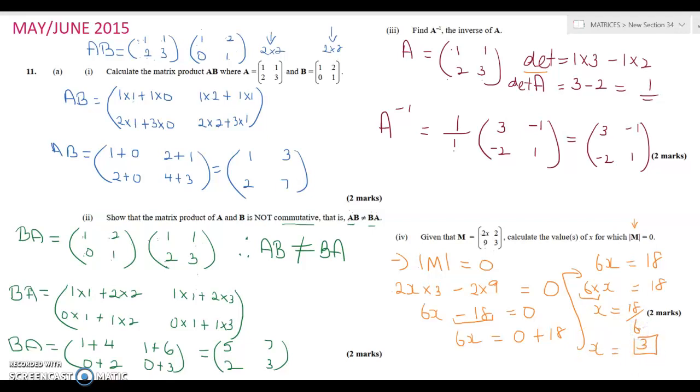So this entire question was easy to get. It was 8 marks in total. It was easy to get the 8 marks, right? And they tested a little bit of each part. They didn't bring the simultaneous equation here though.